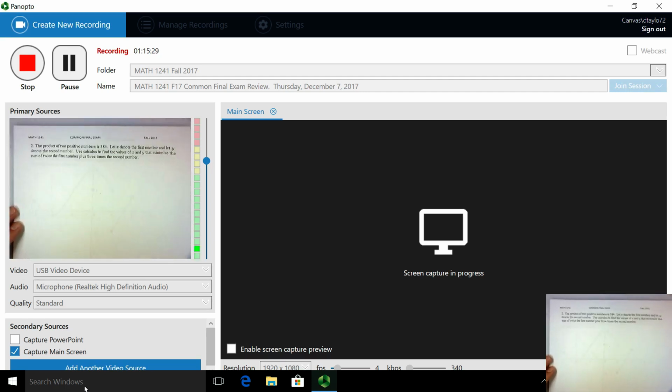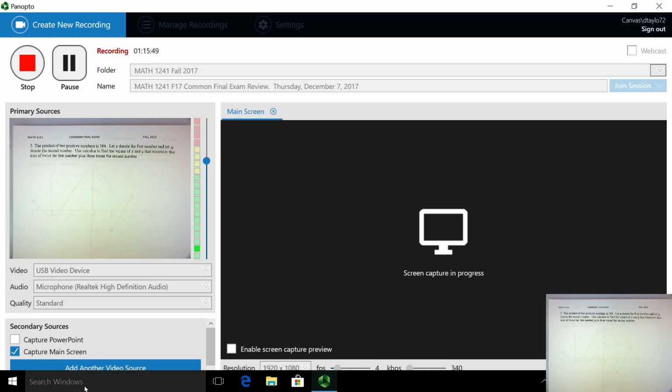All right, number 2 says that the product of two positive numbers is 384. Let x denote the first number and y denote the second number. Use calculus to find the values of x and y that minimizes the sum of twice the first number plus 3 times the second number.